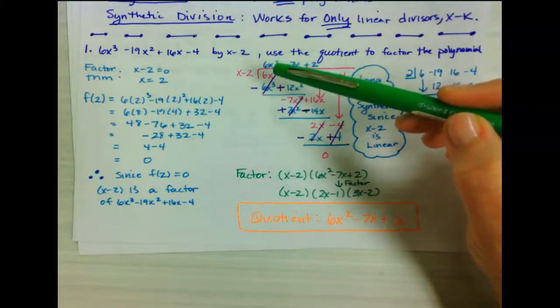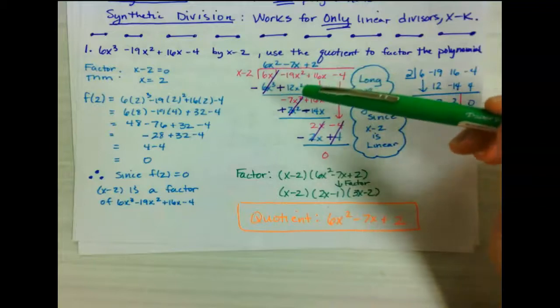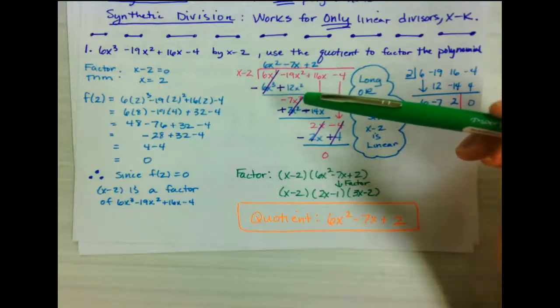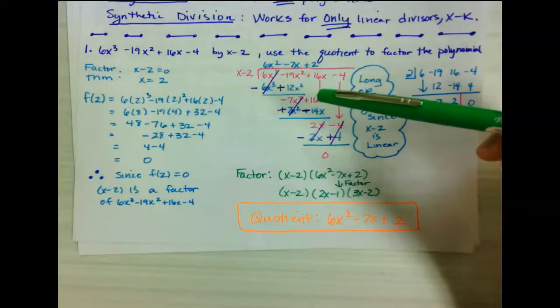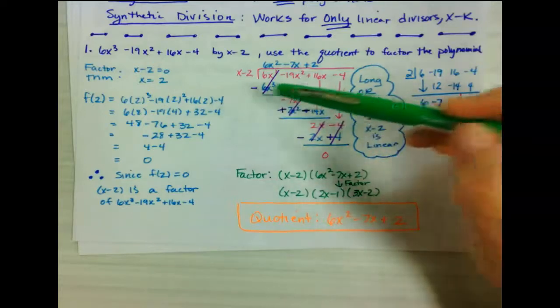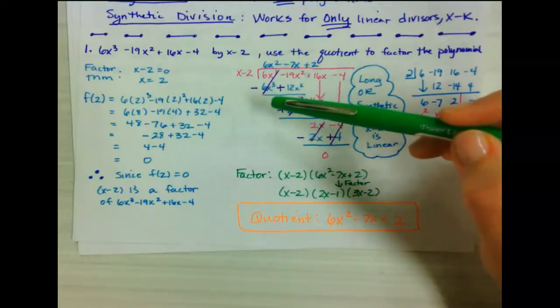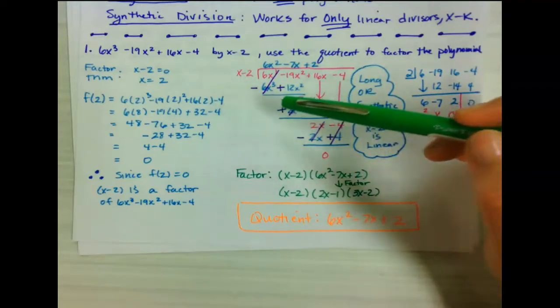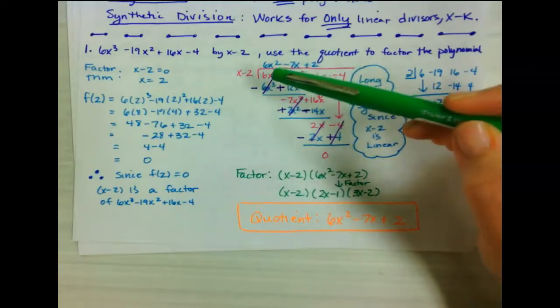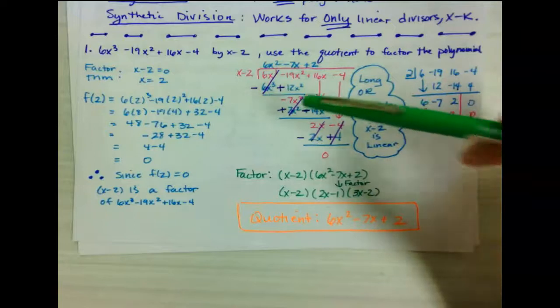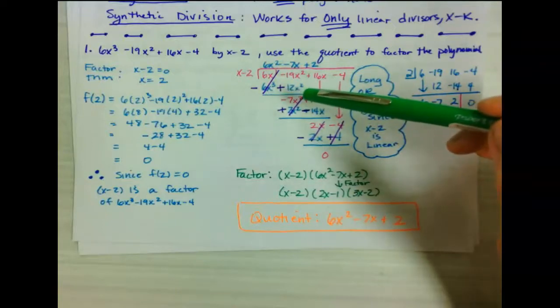I take 6x squared times negative 2, I get negative 12x squared. But remember, we talked about long division as a process of multiplication and subtraction. So what's happening here at this step is going to be subtracted. It's minus 6x cubed and it's minus a negative 12x squared. So what I'm doing is actually subtracting 6x cubed, but I'm adding 12x squared.